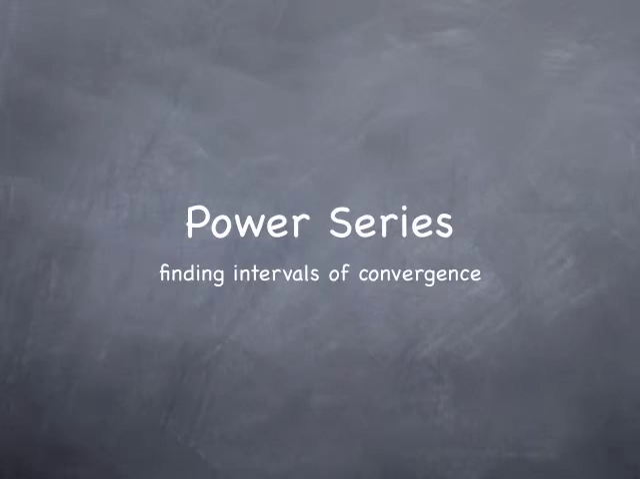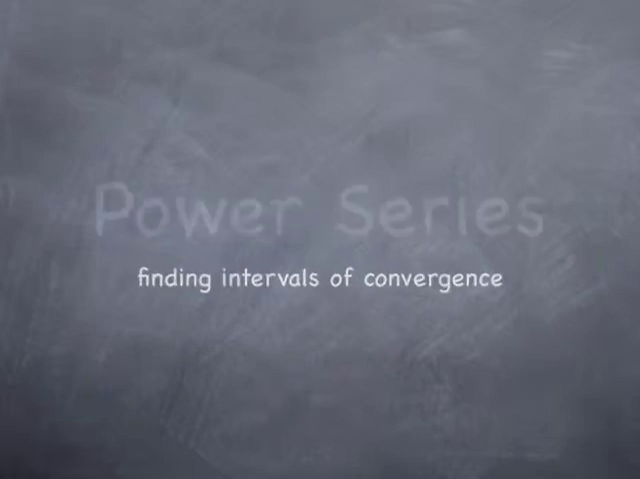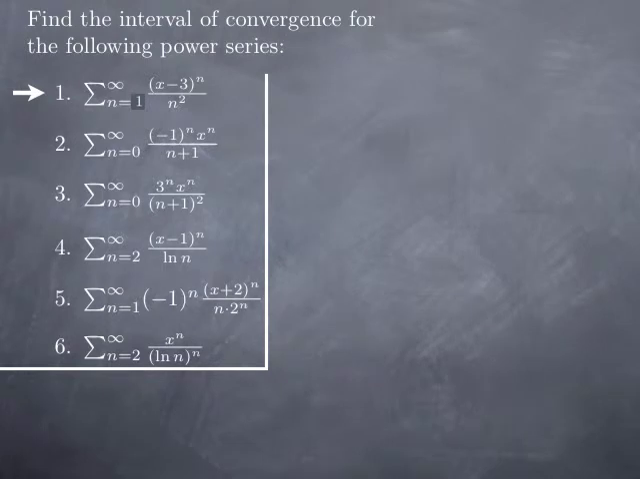In this video, we're going to go over more examples on how to proceed to find the interval of convergence of a power series. We're going to go through all of these 6 examples here, starting with a series from 1 to infinity of (x minus 3) to the n divided by n squared. This is a power series centered at 3, so we should expect to find an interval centered at 3.